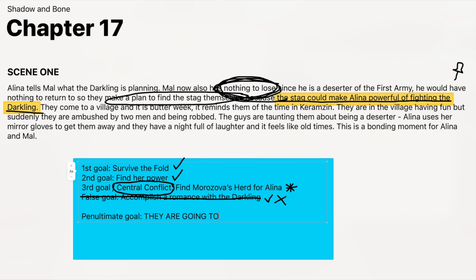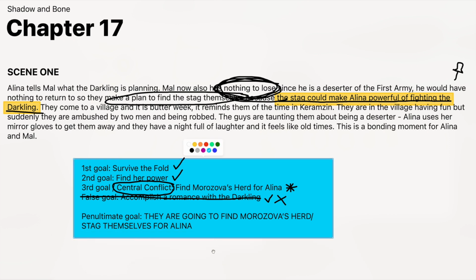They are going to find Morozova. I keep using Morozova's herd and stag interchangeably in this book. They are going to find Morozova's herd themselves. For Alina, it's kind of the same thing, right? As our central conflict. But in this one, the Darkling was spearheading this because the Darkling was on our side. Now he's no longer on our side, so we're going to find it ourselves. And that is now our new goal that we are rushing towards.